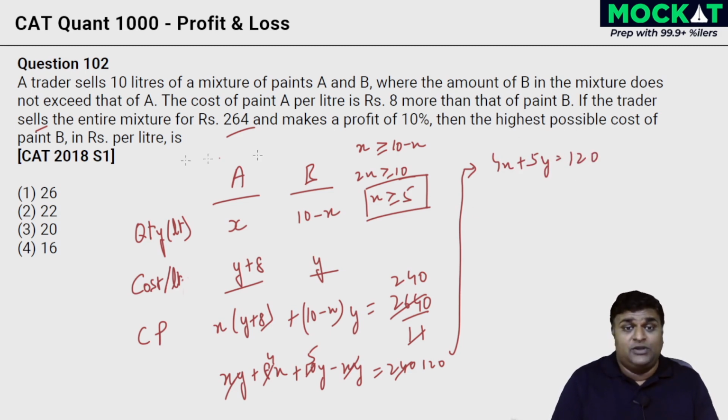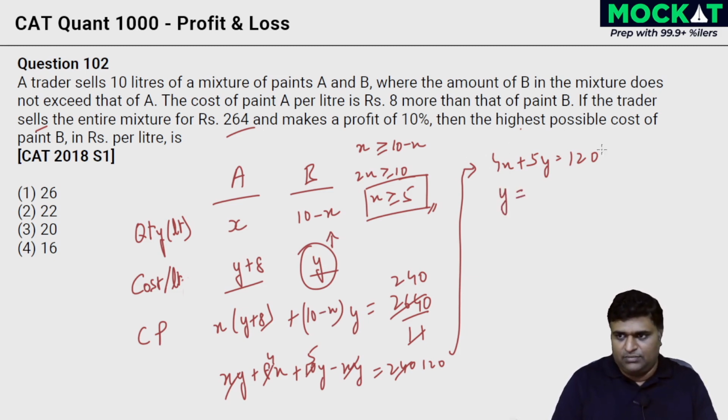The highest possible cost of paint B in rupees per liter. B, cost per liter. I have to find the y value, and I have a condition around x, and I have one equation with two variables. And what should I do? I have to find the highest possible. I have to maximize this. What's the maximum possible value of y? That's what is asked. So I'll write everything in terms of y.